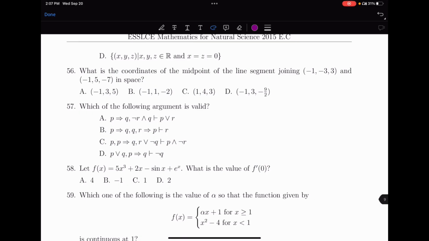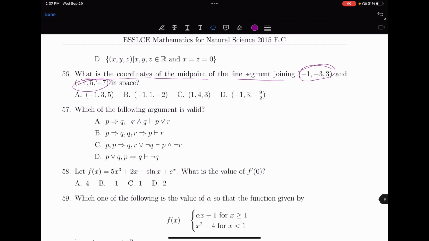Question 56: what are the coordinates of the midpoint of the line segment joining this point with this point in space? Well, the midpoint is simple. How do you do it? We simply calculate the average of each coordinate.